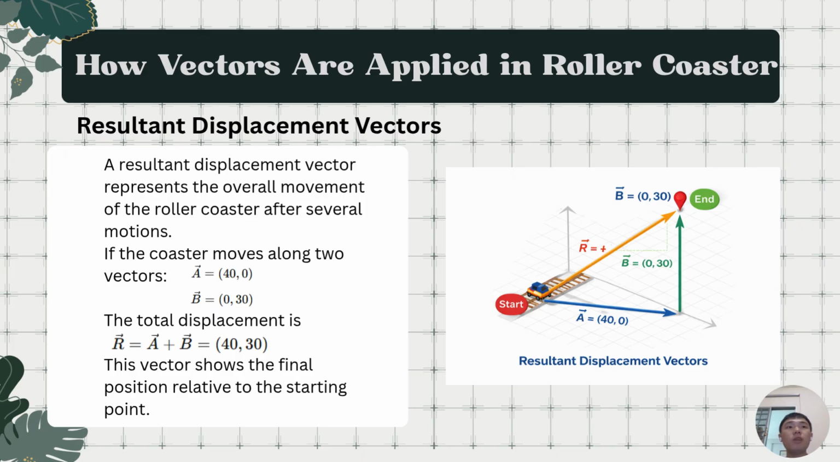The engineers may want to know the total change in position after several movements, rather than looking at each movement individually. The resultant displacement factor helps the engineers simplify and summarize the motion of the roller coaster, and it gives a clear picture of where the coaster ends up compared to where it started. This also helps when calculating the actual displacement distance and direction of the coaster from one point to another.